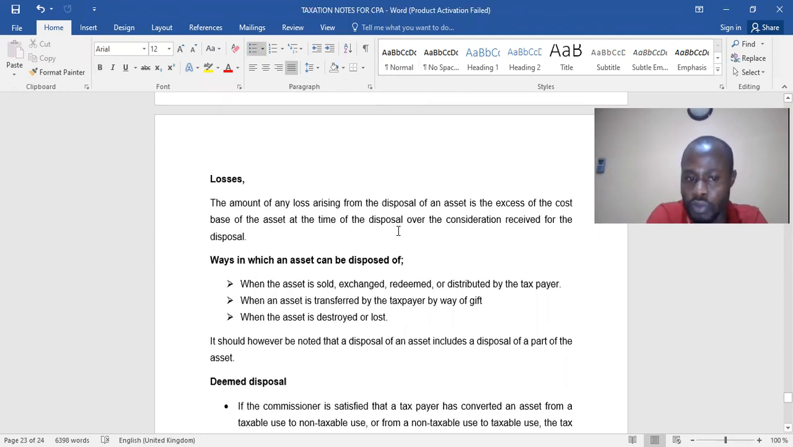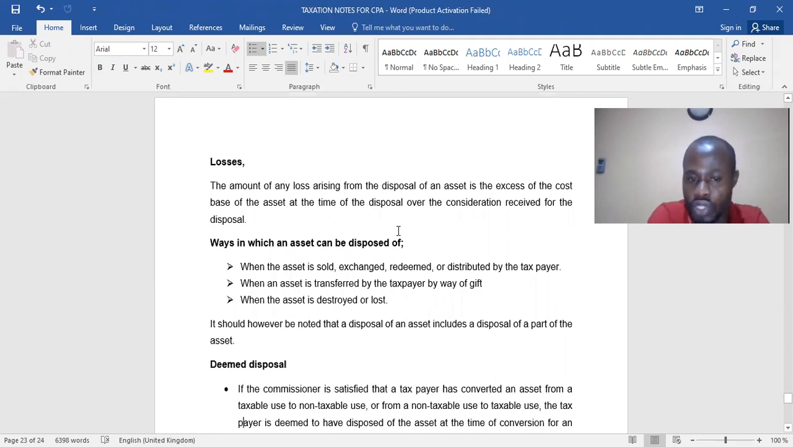Ways in which an asset could be disposed of: an asset can be disposed of by being sold, exchanged, redeemed, or distributed by the taxpayer. The taxpayer may just give out the asset as a gift, or the asset could be destroyed or lost. For tax purposes, that is also called disposal. Also, if the asset is partly disposed of, then that part which has been disposed of is regarded as the disposal of an asset. If you have a car and you pull out an engine and sell it, then you have sold a part of the asset.